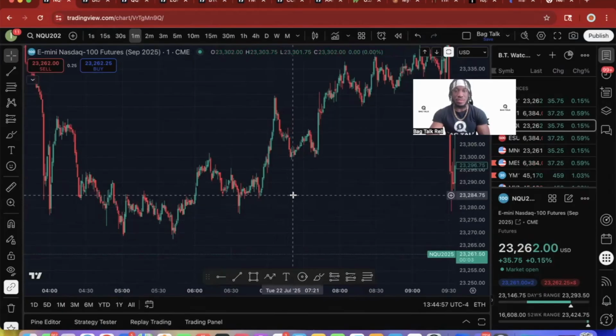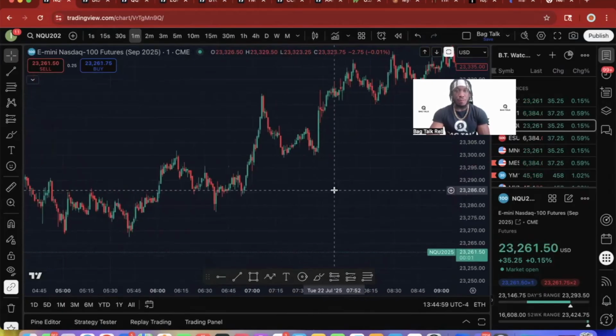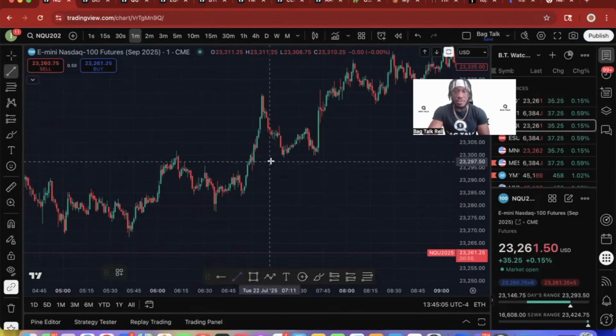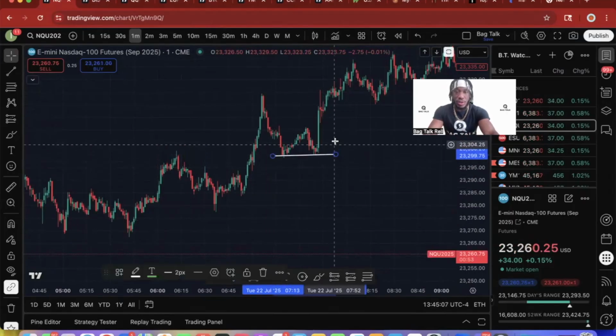So if you've never heard of support and resistance, I'm going to briefly explain it for you. People tend to call something a support level when it's literally supporting price. So for example, you notice how price bounced at this white line twice, right?